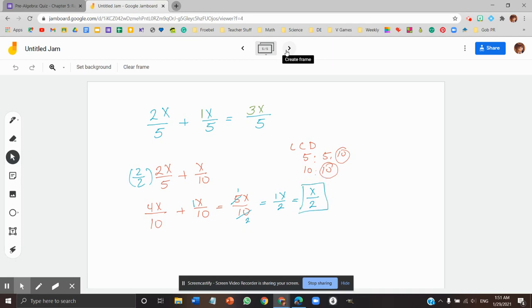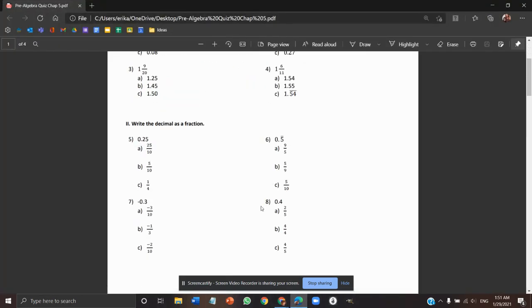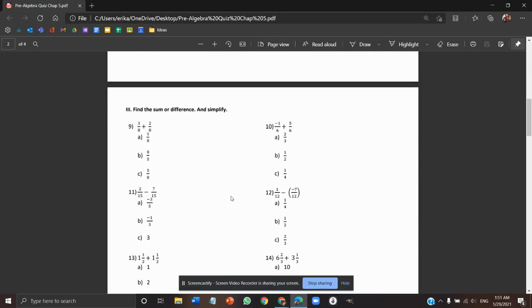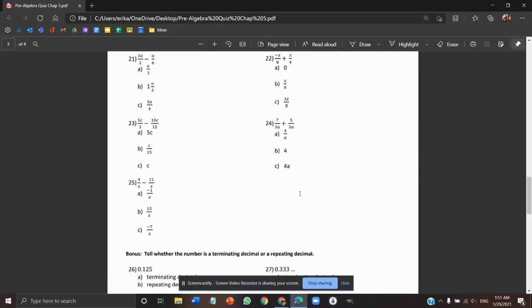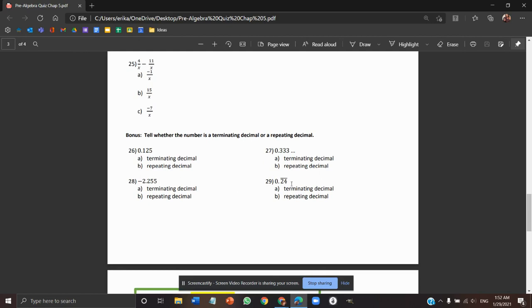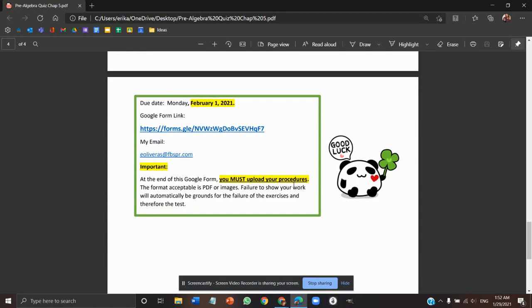Now, in the last part, you're going to have a bonus. Let's go check it out. This is your test. At the last part, you're going to have a bonus. You're just going to tell me which decimals are terminal decimals or which ones are repeating decimals. And at the end, you will have your due date, the Google form link, my email, and an important message.